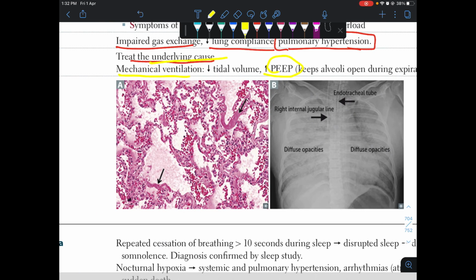As we can see here, this is the histology. We can see the hyaline formation in the air spaces, the alveoli, and this alveoli has been collapsed. And we can also see the neutrophils and other inflammatory mediators around the alveoli.